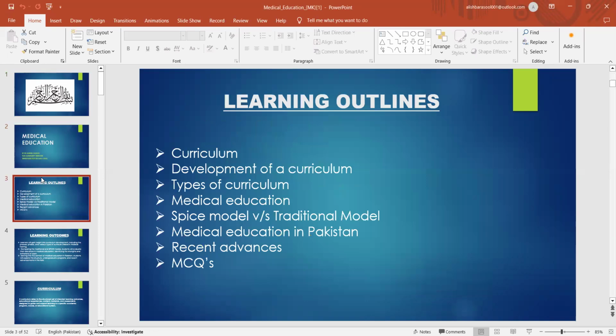Learning outlines: curriculum, development of a curriculum, types of curriculum, medical education, SPICE model versus traditional model, medical education in Pakistan, recent advances and MCQs.